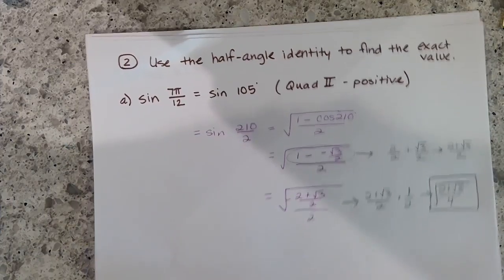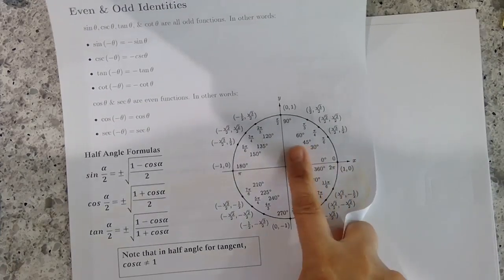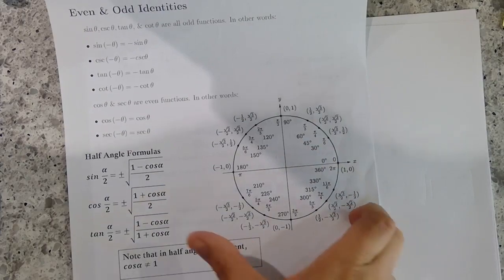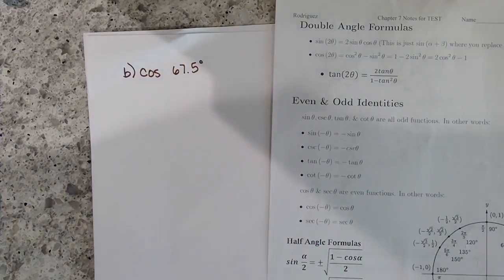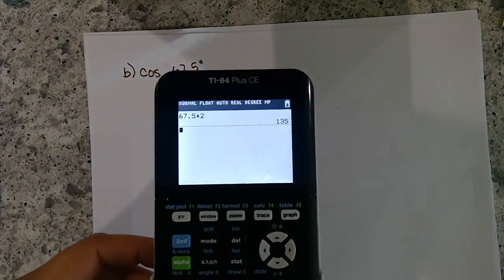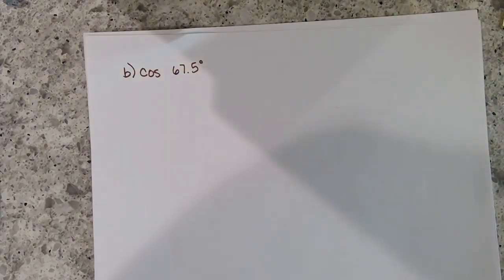All right, we're almost done. Last problem, here we go. Next problem is the cosine of 67.5. Again, if we go here, of course 67.5 is not on the unit circle, so we're going to take half of an angle. So half of what angle would give you 67.5? Again, just think about it. If you're not sure, same thing, 67.5 times 2, so it's 135. All right, so we're going to go to 135.